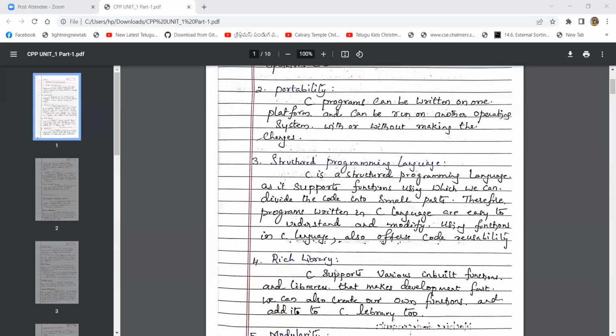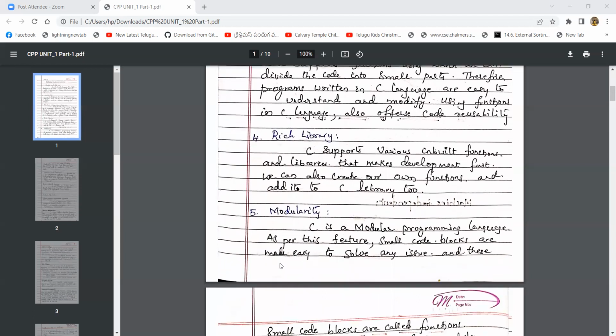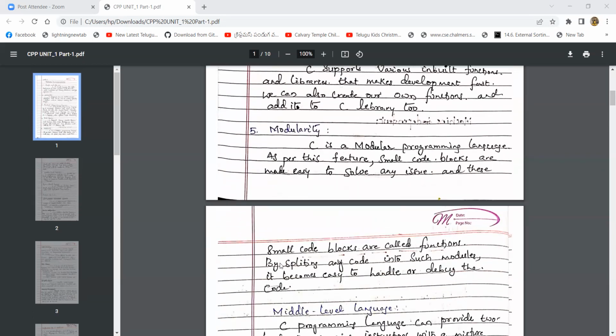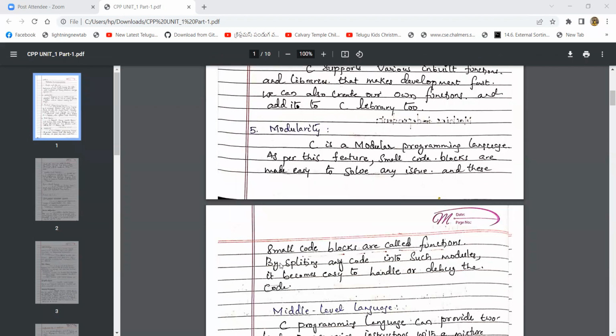And the next feature is rich library functions. C has rich library functions which support various inbuilt functions, and these libraries help developers develop applications very fast. We can also create our own libraries, that is our own functions, and add them to the existing libraries too. With library functions, we do not have to build any function from scratch. We can use them and write our own code.